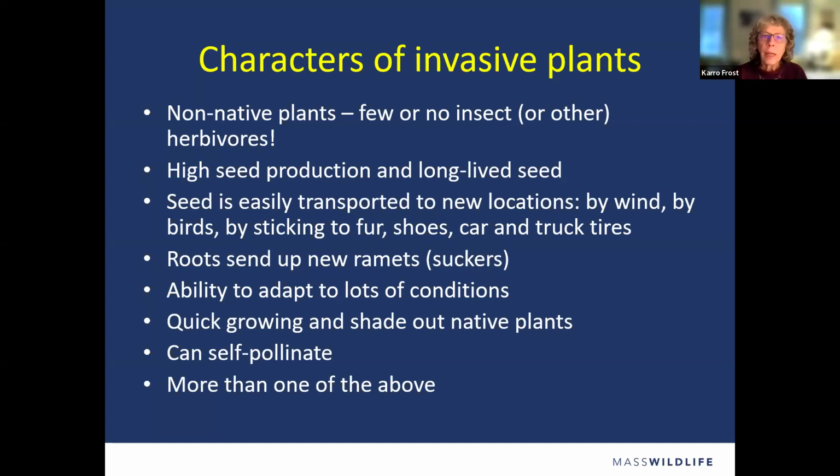The seed is often easily transported to a new location by wind or by birds, or by sticking to fur, or to shoes, or to car and truck tires as people are driving. The roots are capable of sending up new ramets, or suckers. They have the ability to adapt to lots of different conditions. They usually grow quickly and can shade out native plants. Some of them can self-pollinate, so you only need to have one plant and you can get a population. And many of them have more than one of these characteristics.